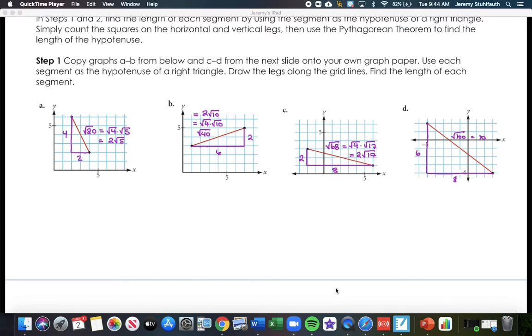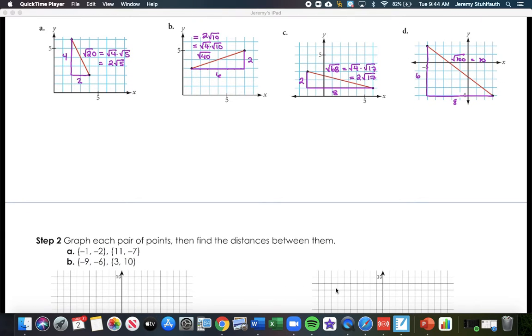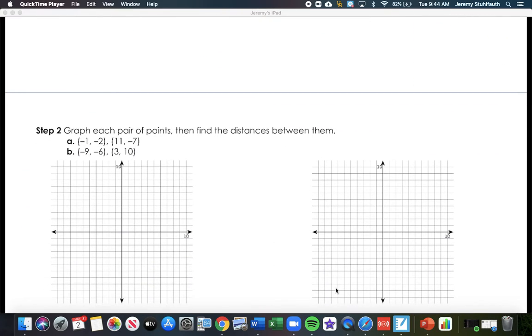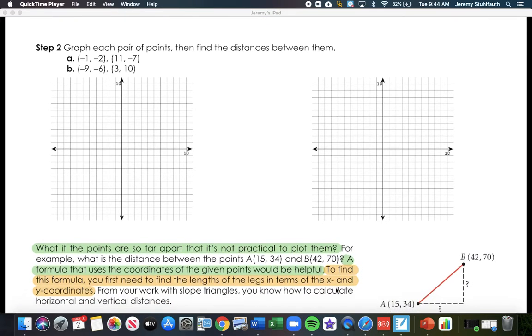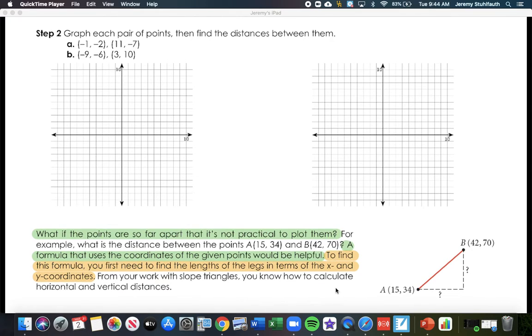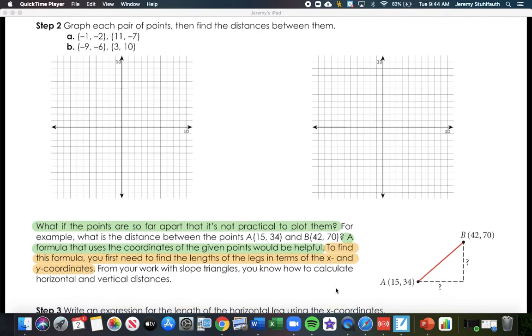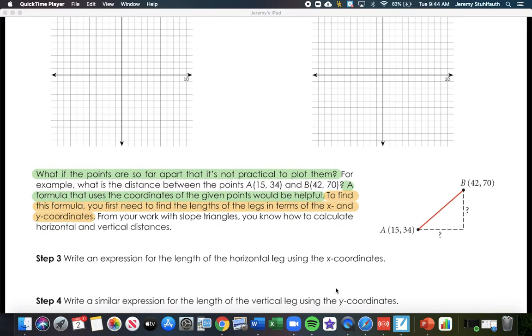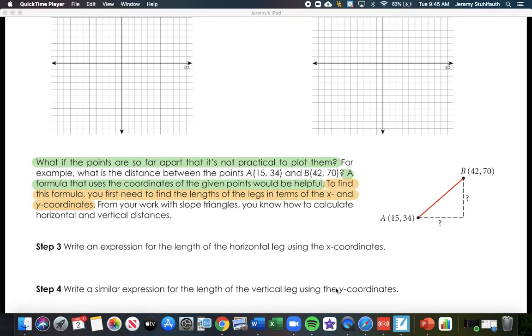So again, this is a strategy that we can use to find the distance between 2 points. We could create a right triangle using the 2 points we have and find the distance of the hypotenuse of that right triangle. That is the distance between those 2 points. So what we want to do is find a quicker way to do that. So go ahead and complete step 2. I'm not going to go over that, but what you're doing is just repeating what we just did by graphing the points and finding the distances between them. And what you want to do is use step 1 and step 2 to answer these questions for step 3 and 4 that I have highlighted in green.